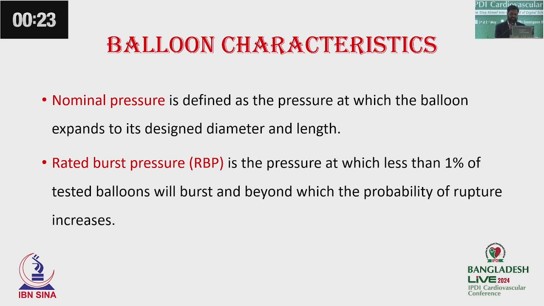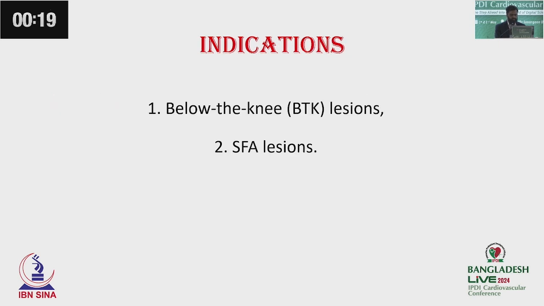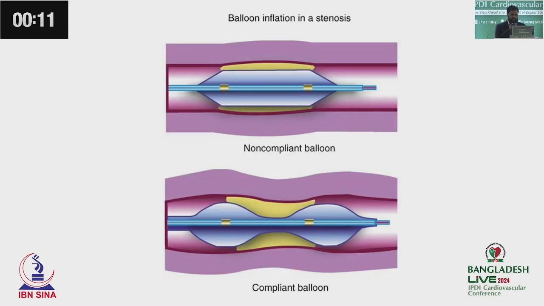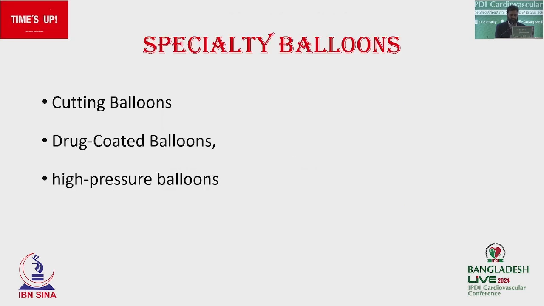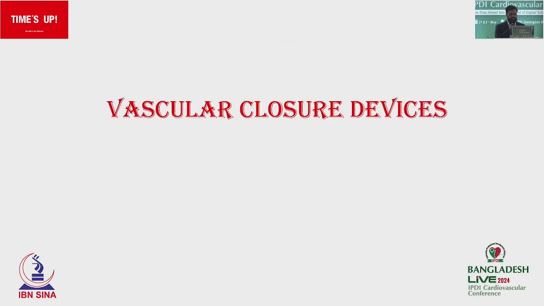So balloon indications for balloon angioplasty: it is for below-the-knee disease and superficial femoral lesions. And this is the picture of compliant and non-compliant balloons. You can see here that non-compliant balloons dilate uniformly throughout the lesion, and push atherosclerotic plaques to the arterial wall. There are lots of balloons, and this is the snare system.